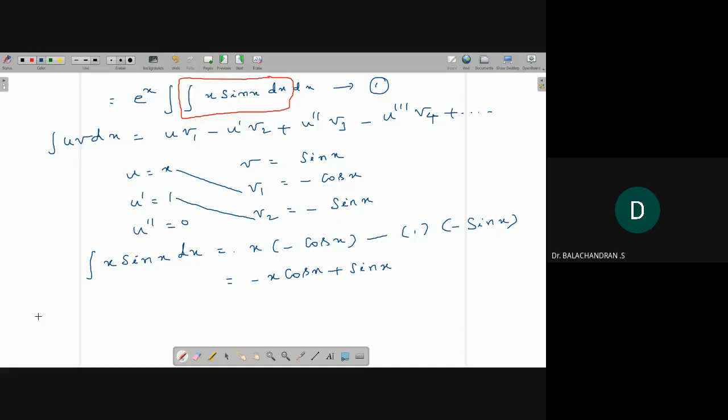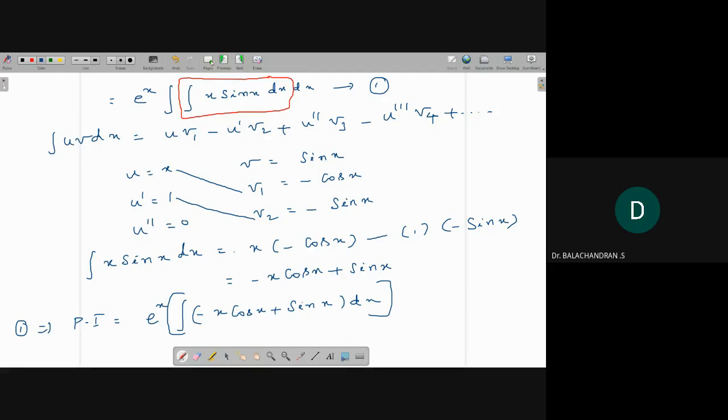Now equation 1 implies the particular integral equal to e power x into integral, integration of x sin x dx is what? x into minus x into cos x plus sin x into dx. Okay.